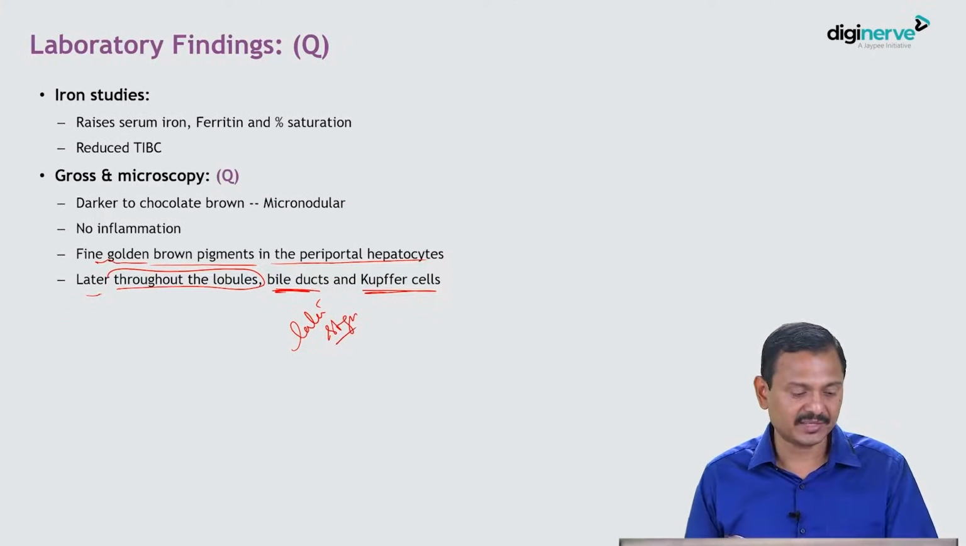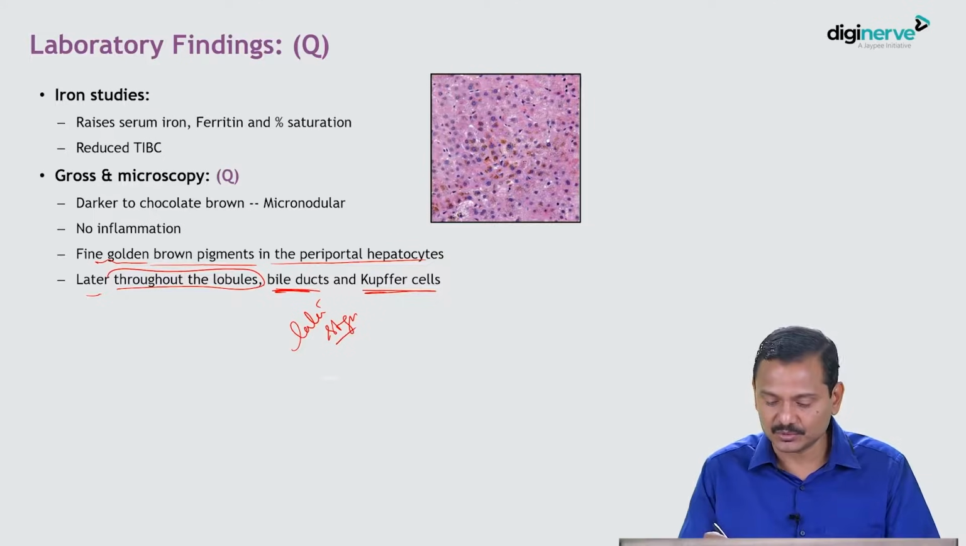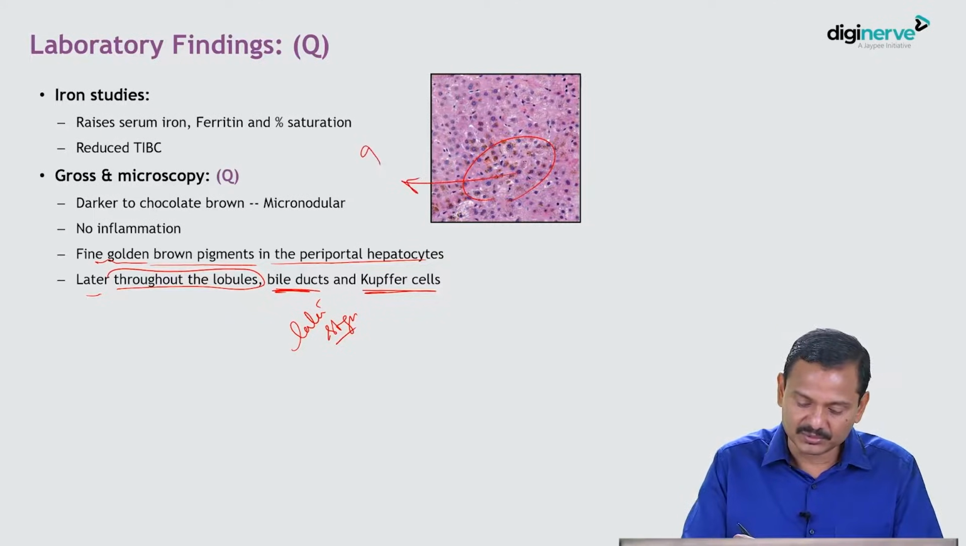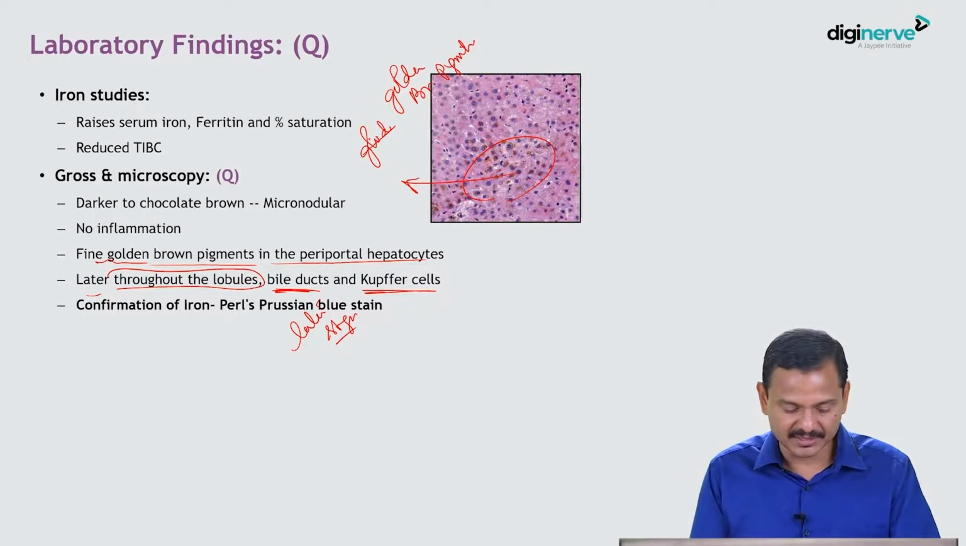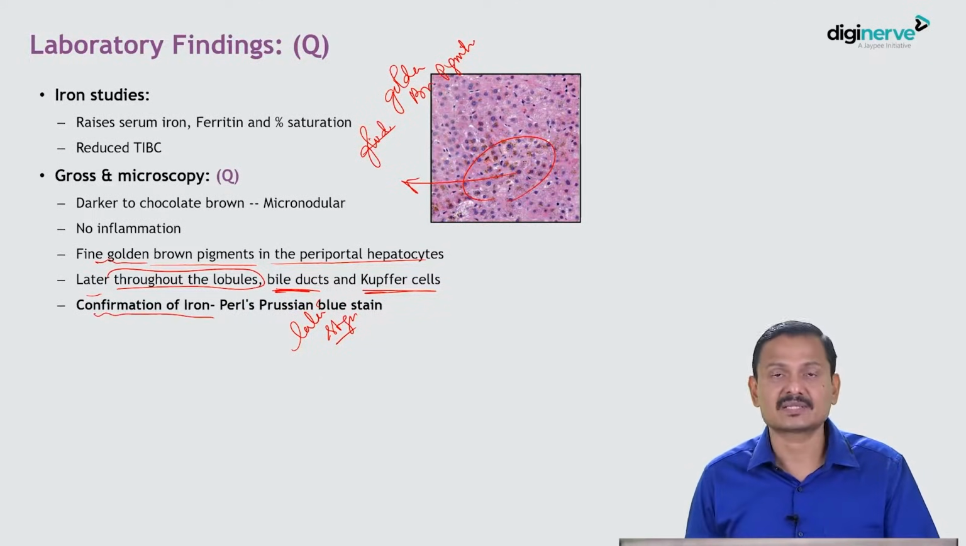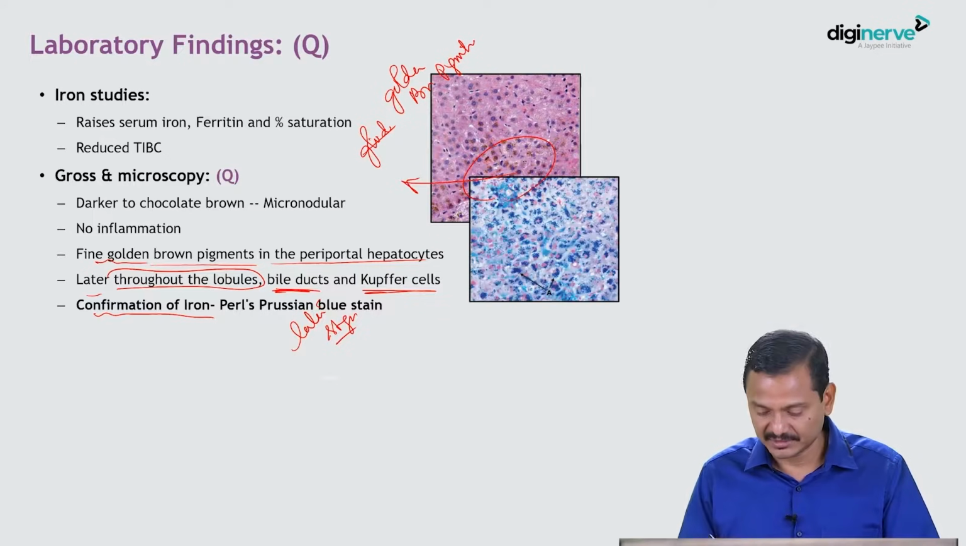Okay, and when we examine them under the microscope, these are the golden brown pigments of hemosiderin. Okay, golden brown pigments that are there in the liver hepatocytes, and when you do a Perls stain, then we can confirm that this is iron and not any other deposit, with this blue color.